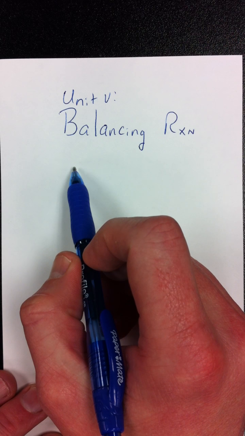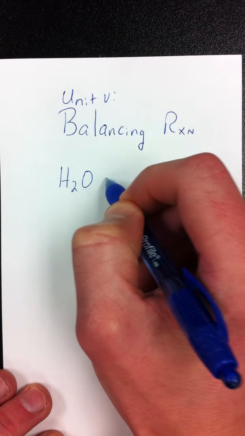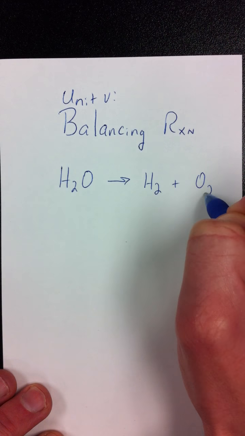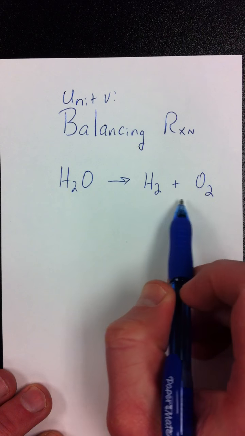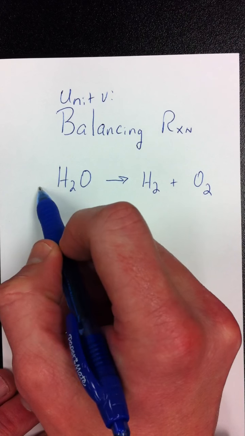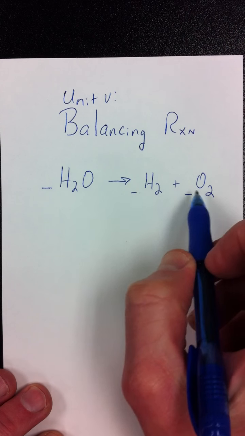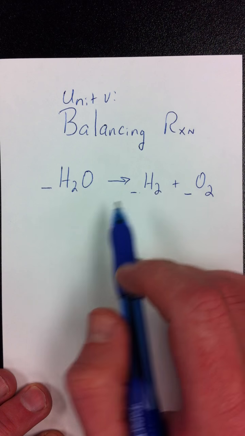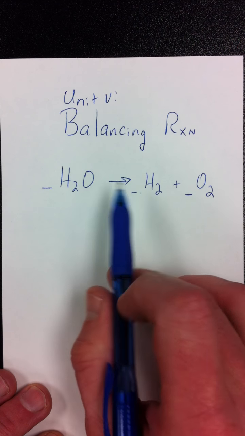What you have to be able to do is balance a reaction. We give you the reaction, we give you the reactants and the products, and then you have to tell us how many of these molecules we actually need for this reaction when this reaction takes place. So what we've done here is we've drawn a reaction for the decomposition of water.